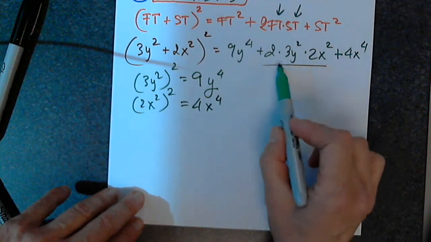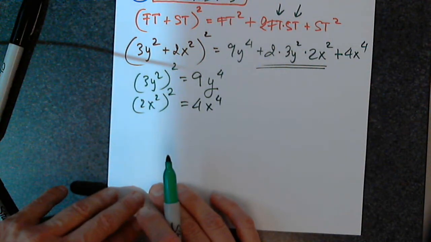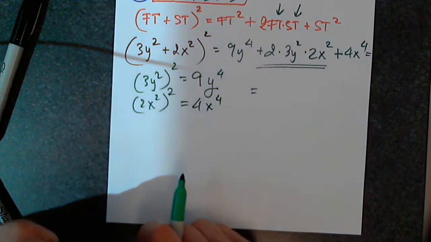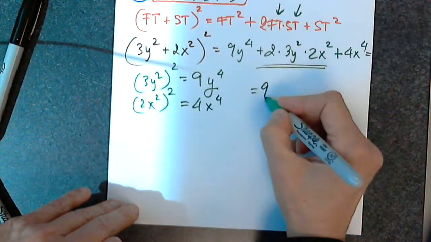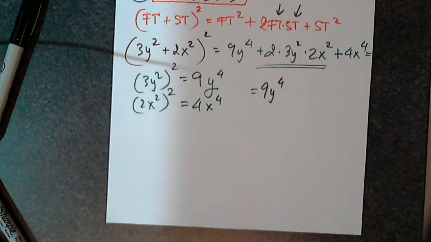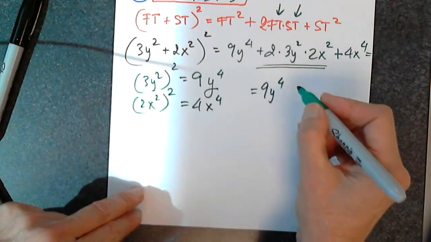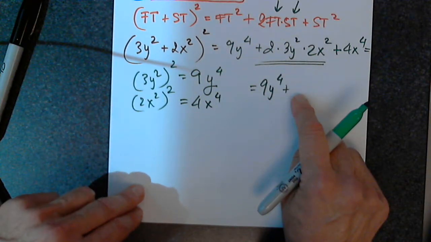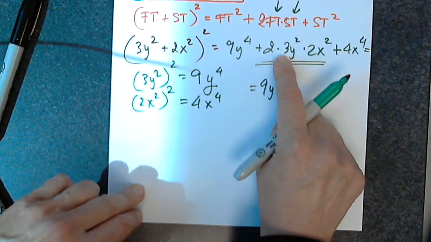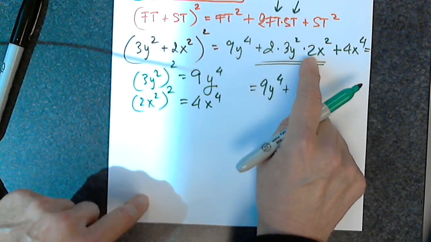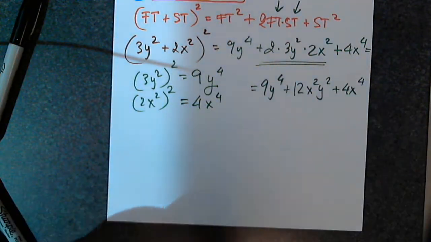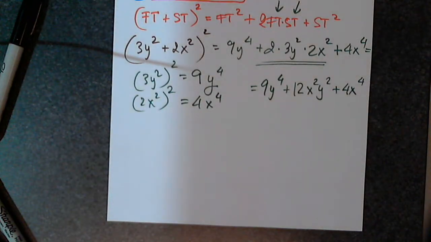Now I have to simplify this a little bit, and I'm done. And I learned how to square a binomial without foiling. This is a very valuable tool or skill to have. So 9y to the fourth. Can anyone give us the simplified form of the middle term? Ready? Plus. How much is 2 times 3? How much is 6 times 2? Good. So then 12x squared y squared plus 4x to the fourth.